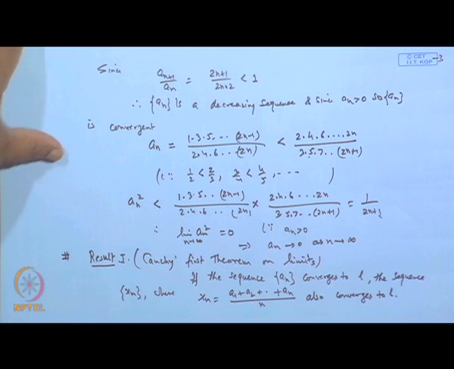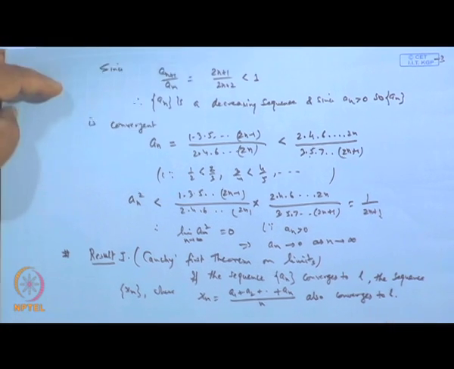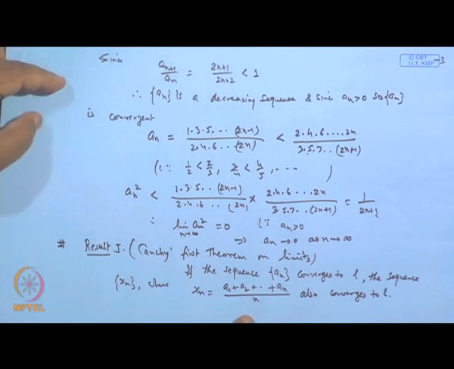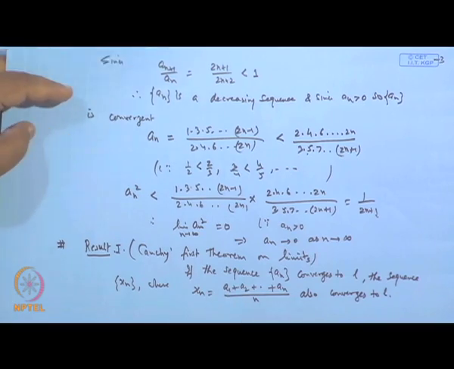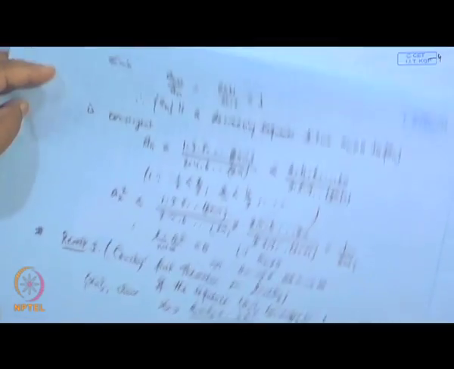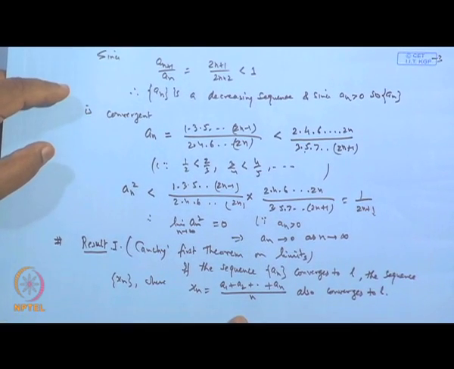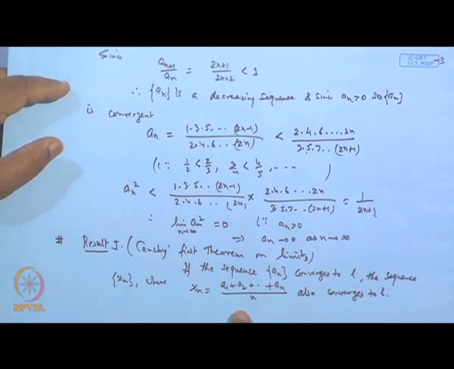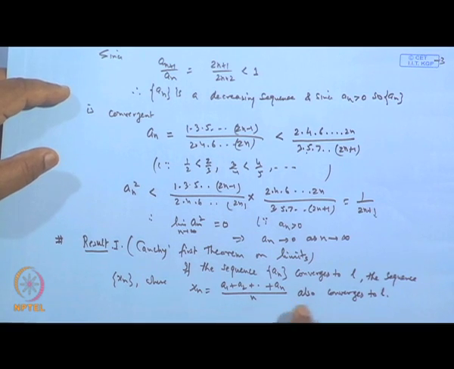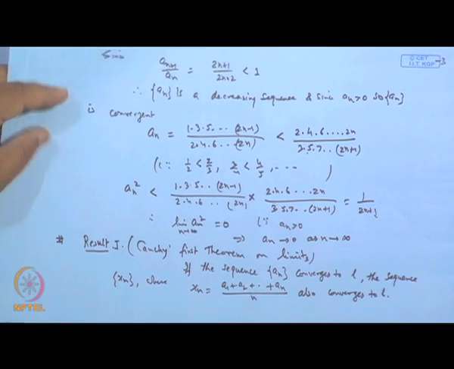Let us call it result 1. We can put it as an exercise also, but because this is a standard result, we can put it as result 1. What it says is, if a n is a convergent sequence, then its arithmetic mean will also converge to L. That is the first result. So, let us see the proof of this result.